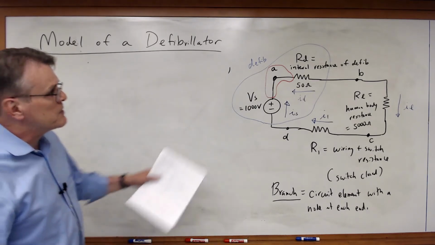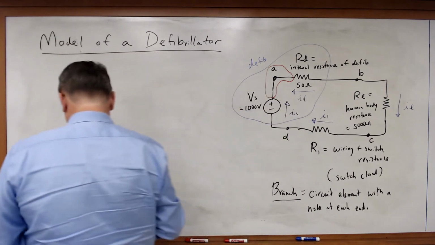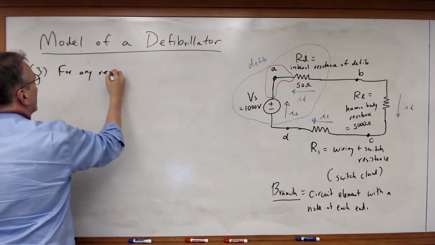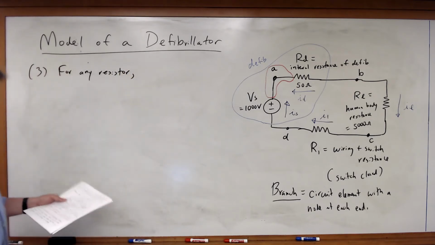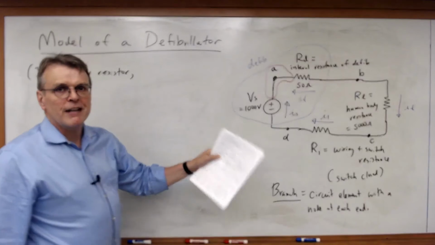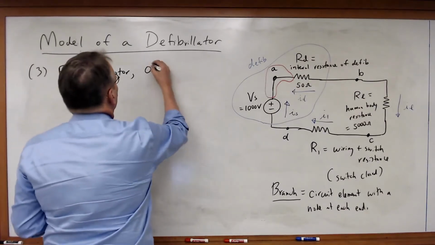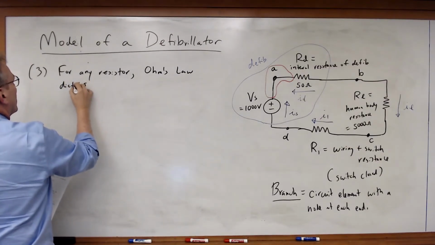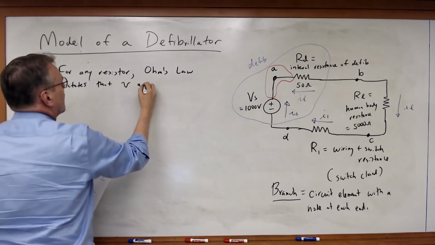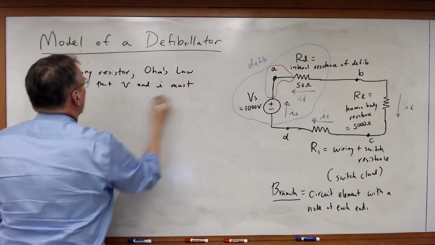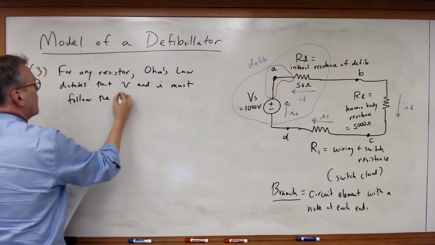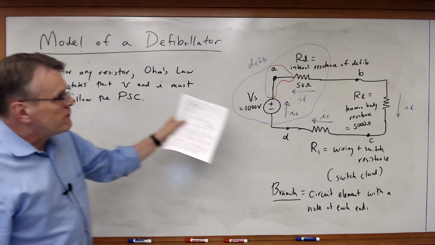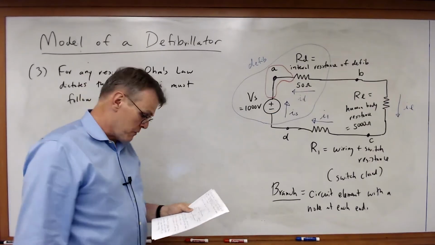Okay, next step is I'm going to apply Ohm's law. So for any resistor in the circuit, Ohm's law dictates that the voltage and the current have to follow the passive sign convention. So if this is true, I can now use this to define unknown voltage variables for each resistor.